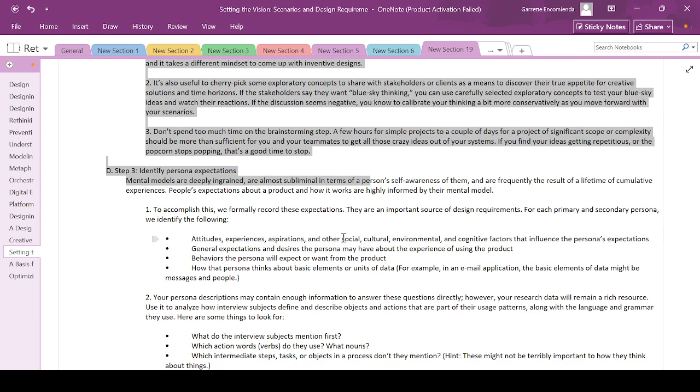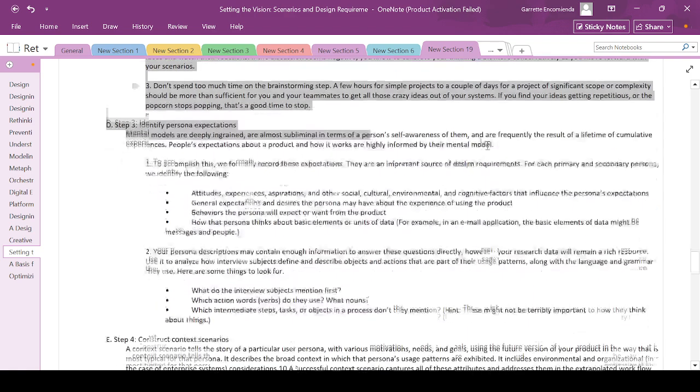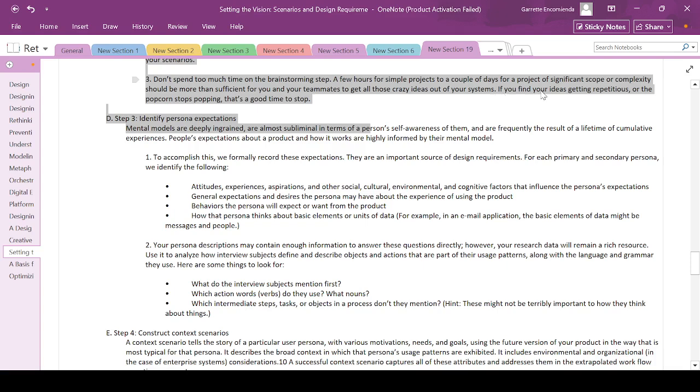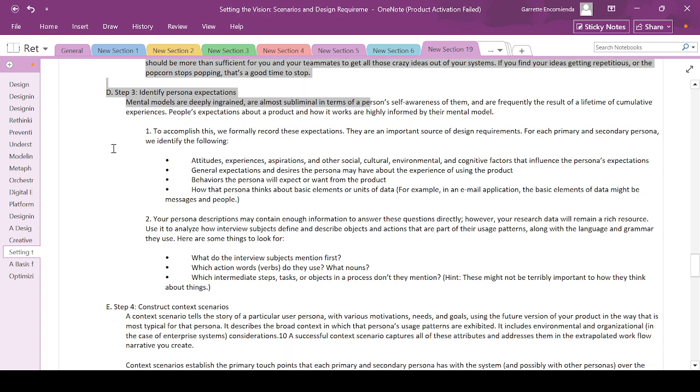So don't spend too much time on the brainstorming step. A few hours for simple projects to a couple of days for a project of significant scope or complexity should be more than sufficient for you and your teammates to get all those crazy ideas out of your systems. If you find your ideas getting repetitious or the popcorn stops popping, that's a good time to stop.